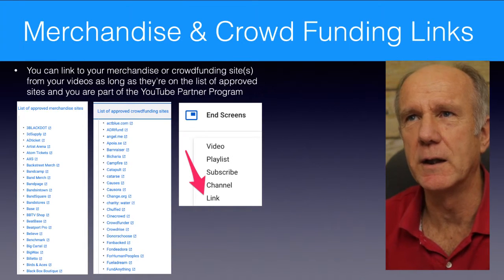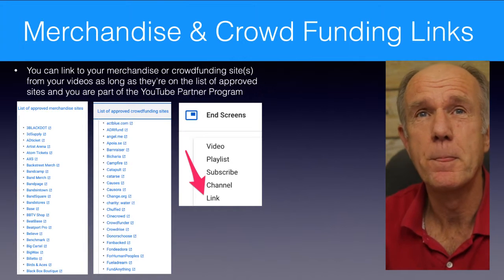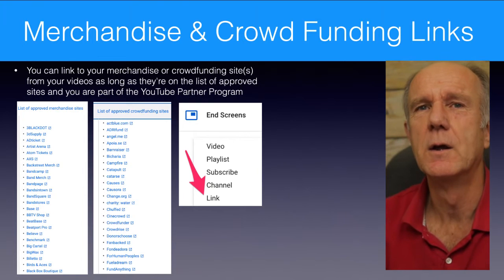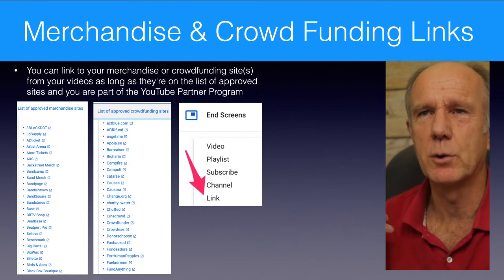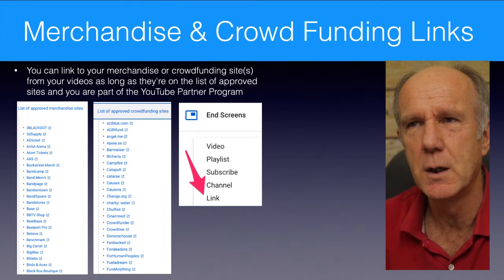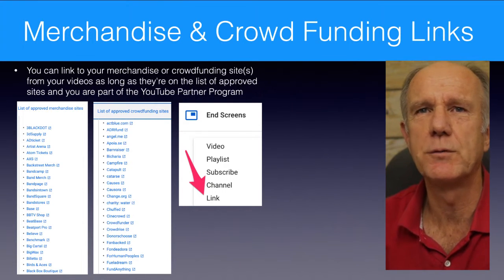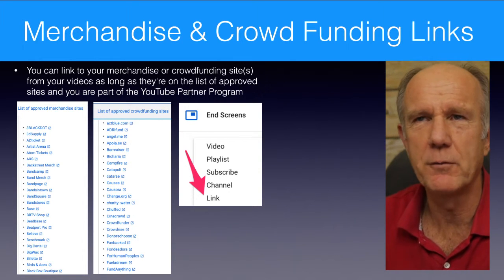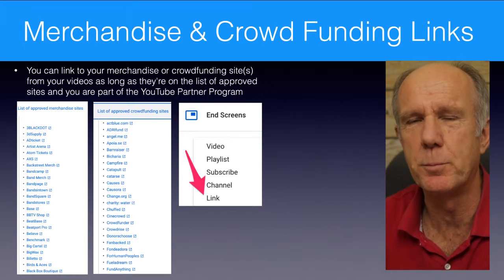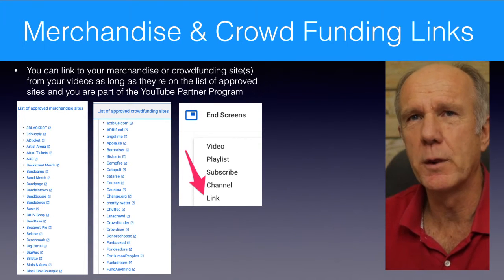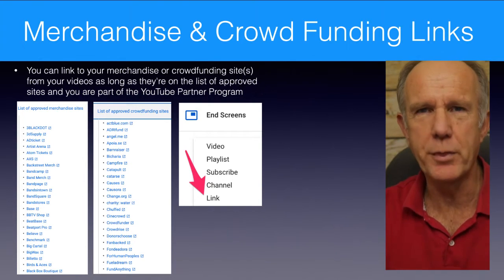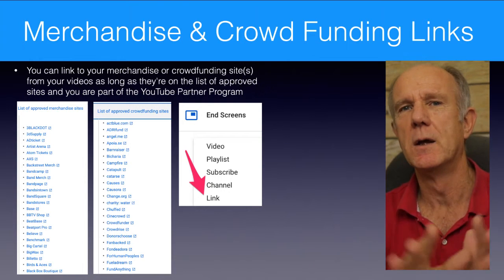Merchandise and crowdfunding links. In your card or your end screen, you have the opportunity to link to a merchandise site or a crowdfunding site. Now, if you want to sell merchandise, I think you have to have 10,000 subscribers. I'm not too sure about merchandise and crowdfunding links, but you definitely have to be a member of the YouTube Partner Program. And also with an associated website, you also have to be a member of the YouTube Partner Program. That means you need 4,000 watch hours and 1,000 subscribers in the past 12 months.